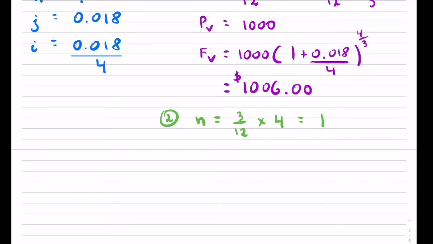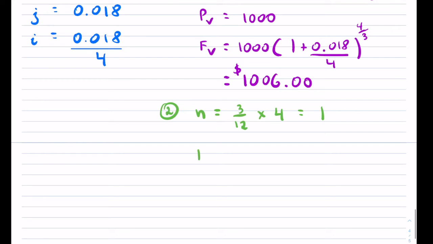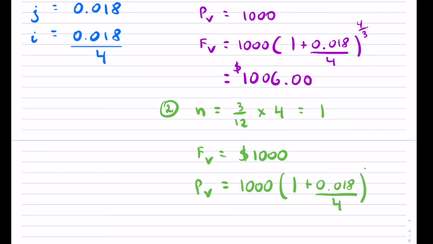And now, in this case, we're moving money from 13 to 10. So we're going back in time, right? So now we know what the future value is. That's supposed to be 1,000, and we want to find out the present value. So present value is, if you go to your formulas, 1 plus i, 0.018 divided by 4. Now, don't forget, it's to the negative, and in this case to the negative 1.